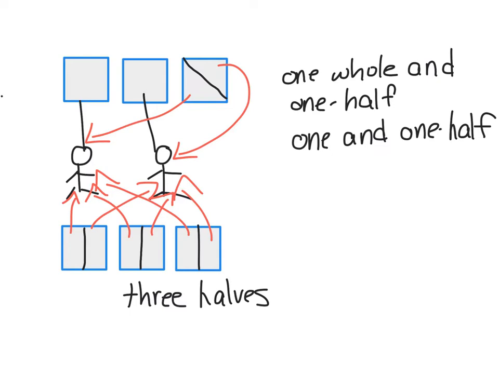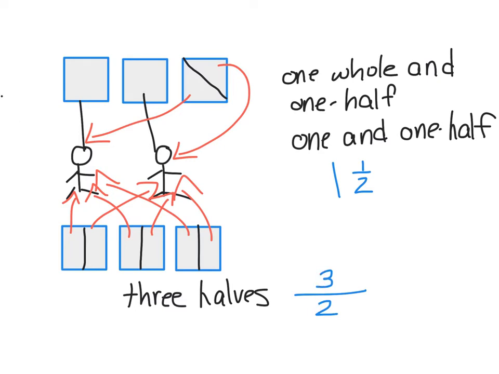So if you wanted to write 1 whole and 1/2, or 1 and 1/2, you would write 1 and the fraction right next to it, 1/2. So this reads as 1 and 1/2. If you wanted to write 3 halves, such as you have in this solution here, you would write it as 3, fraction bar, 2. And you would read this as 3 halves.